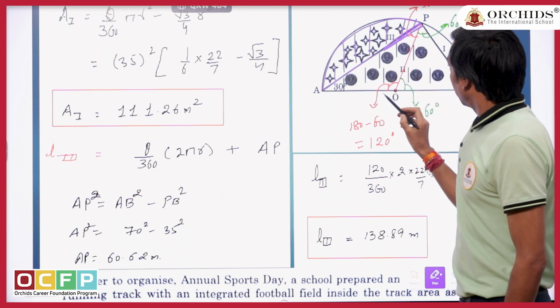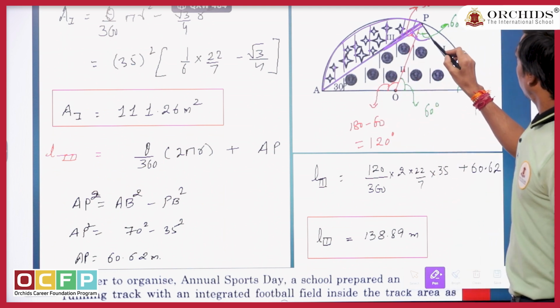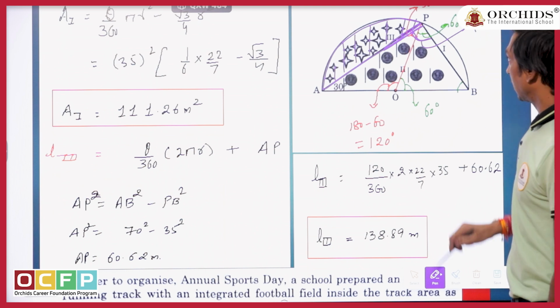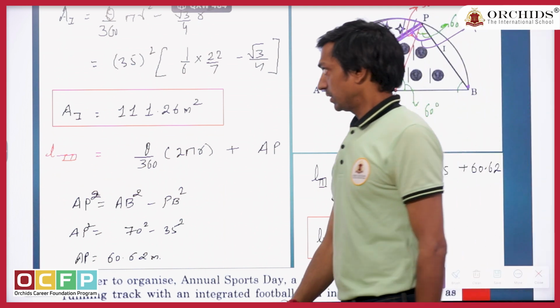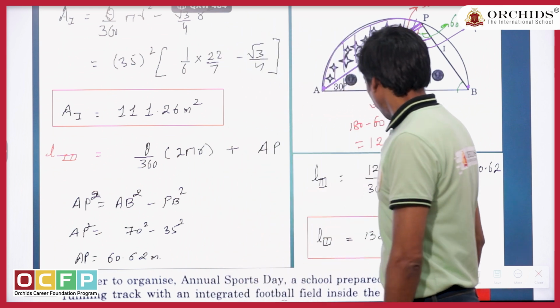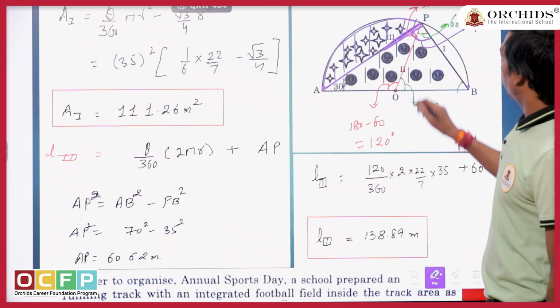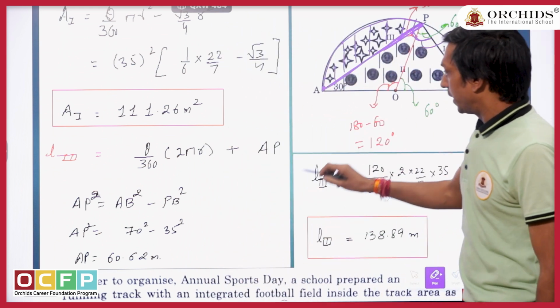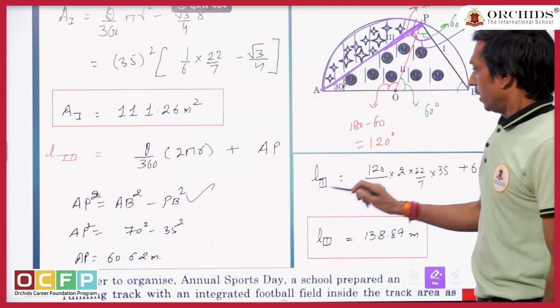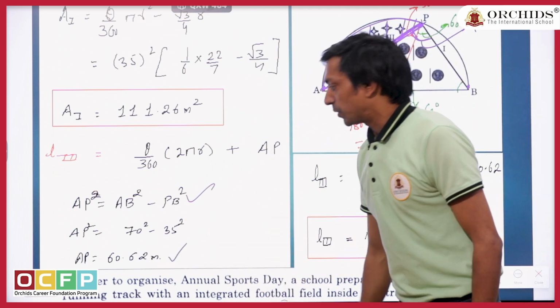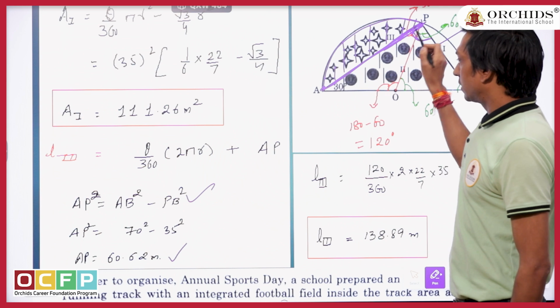So I know that this total angle is 90 degrees, because the ends of a diameter form an angle of 90 degrees on the circumference, right? So when we apply the Pythagoras theorem in right-angled triangle APB, we'll get the side AP. The length AP is equal to 60.62. So we got this length AP.